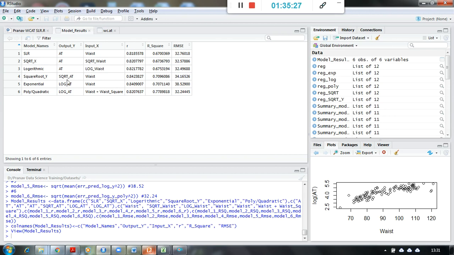Then we have taken a square root on AHT, we kept waist as it is, and we see r has improved further, R square has also improved, but RMSE has increased over here, okay. In the fifth model, we have taken log on AHT, we kept waist as it is, we got an improved small r value, R square is improved again, right?